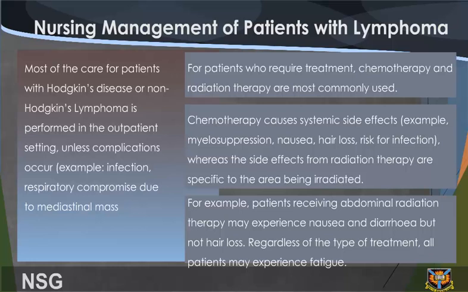Chemotherapy causes systemic side effects, for example, myelosuppression, nausea, hair loss, risk for infection, whereas the side effects from radiation therapy are specific to the area being irradiated. For example, patients receiving abdominal radiation therapy may experience nausea and diarrhea, but not hair loss. Regardless of the type of treatment, all patients may experience fatigue.